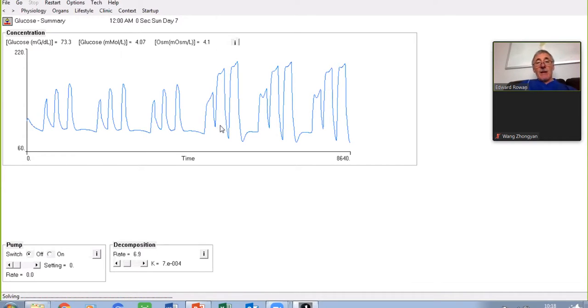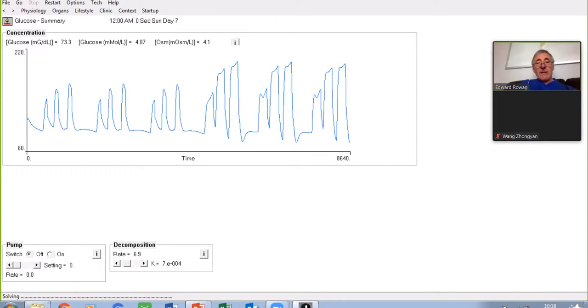And some of the glucose levels actually don't go back to baseline again. You can see that in the simulation, it goes back to baseline after the lunch meal and after the evening meal. We can talk about that in a second.